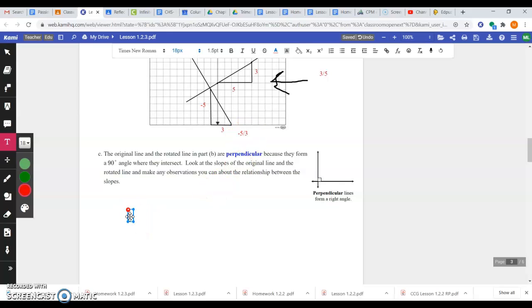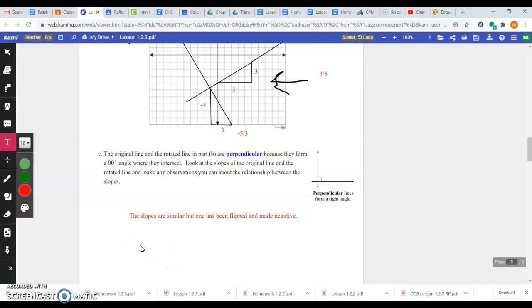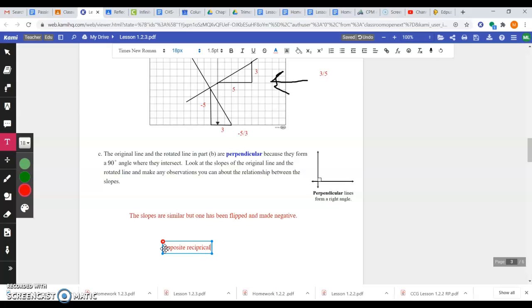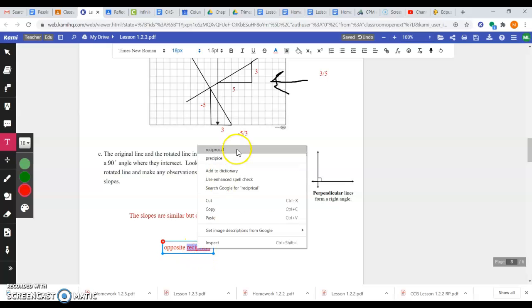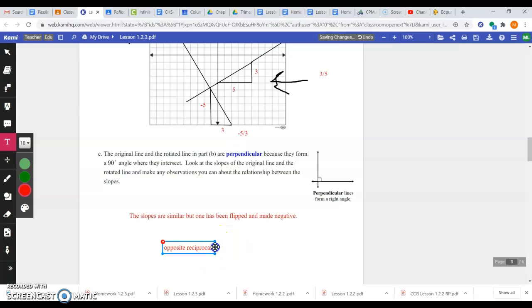So if we're talking about a relationship, well, the slopes are similar, but one has been flipped and made negative. The word that I want you to remember, and probably write down, as it would be the definition of what we see in these two text boxes, is opposite reciprocal. We can't spell, not an English teacher. Opposite reciprocal is the mathematical term that describes this relationship here.